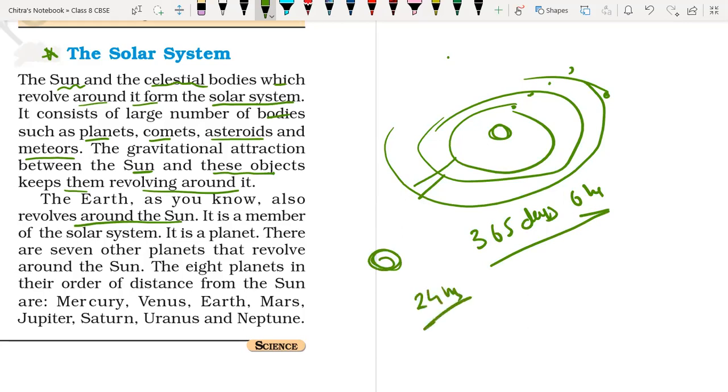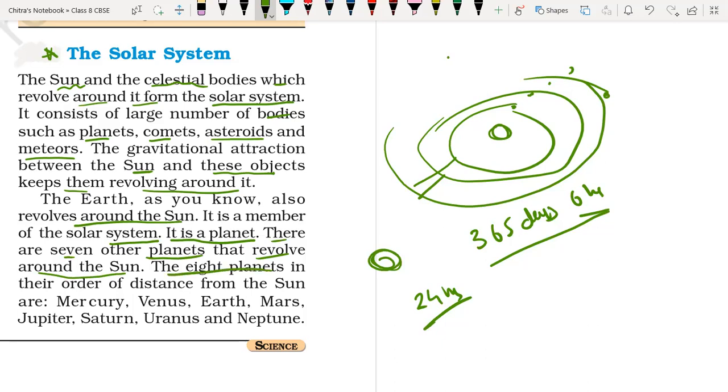Our earth is one of the important members of our solar system. It is a planet because it revolves around the sun. There are 7 other planets in our solar system which revolve around the sun. We're gonna understand all the 8 planets, don't worry.